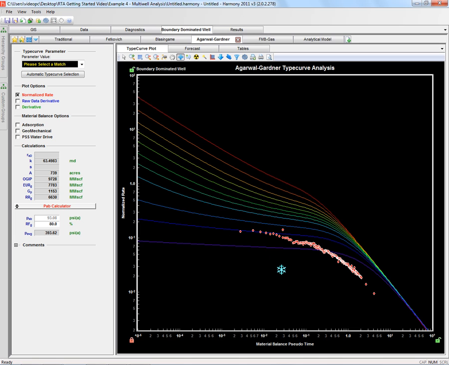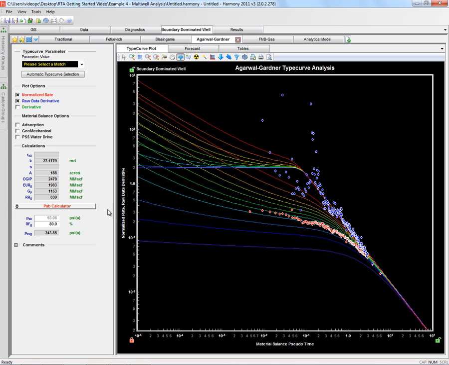If we look at Agarwal-Gardner, this is another approach that's very similar to Blasingame. And we use it just to provide a little bit different perspective. Very often these two will give the same answer. But the Agarwal-Gardner approach has a nice added feature where we can put this raw data derivative on. And it gives us some additional information.